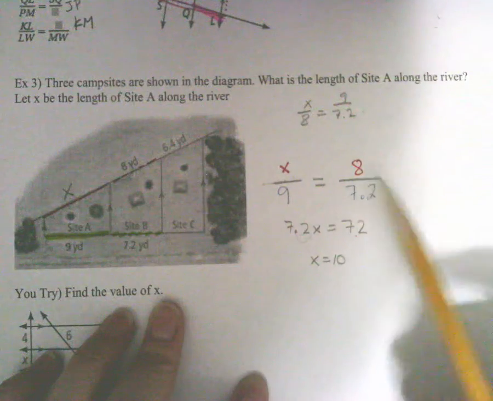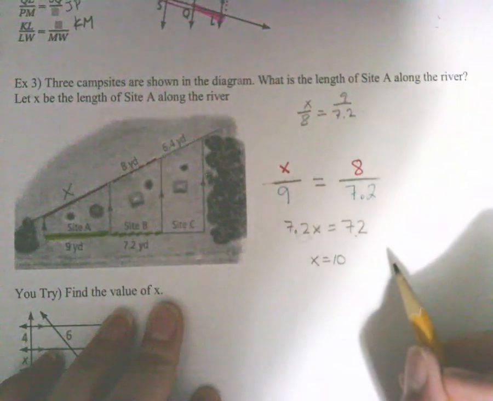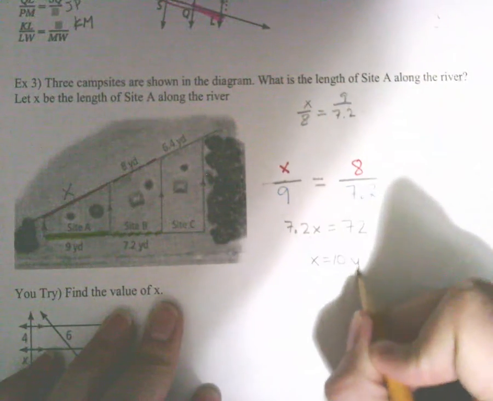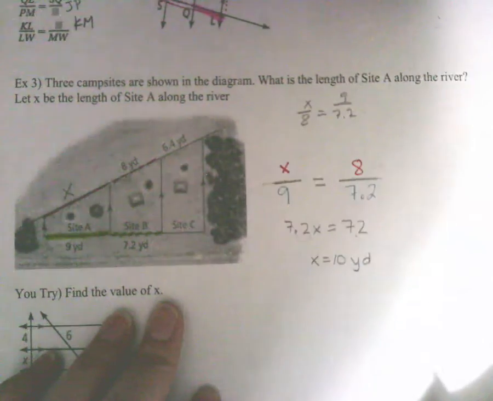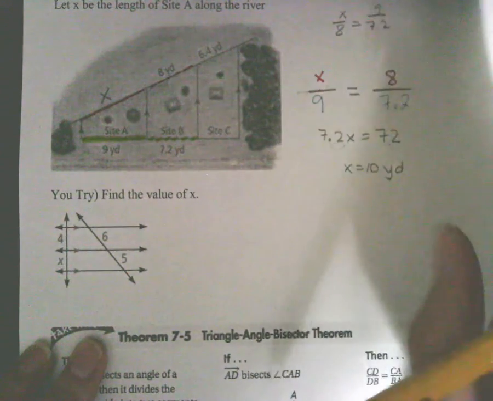And that's the length of side A. So there you go. And then if there's units, we want to put the units, so 10 yards. Okay, go ahead and pause the video and try the U-try.